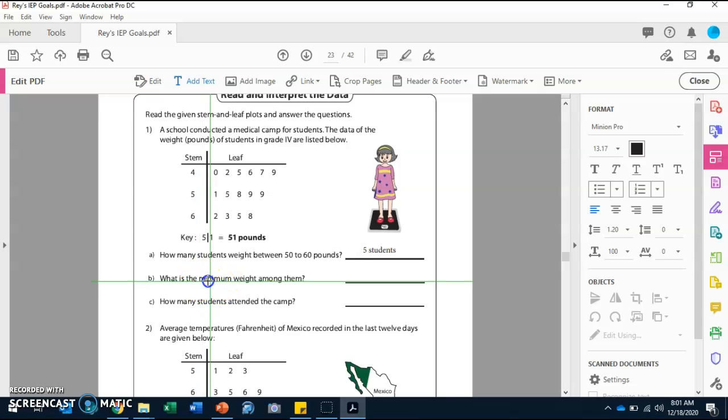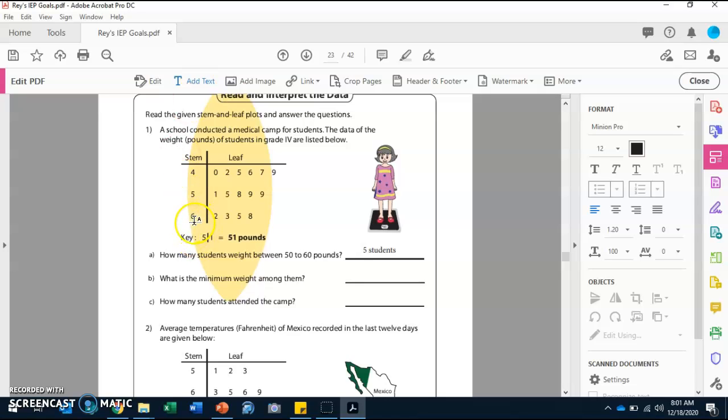So how about we underline or highlight minimum? Okay, it's just a minimum, Ray. Out of all these numbers, which number is the least?